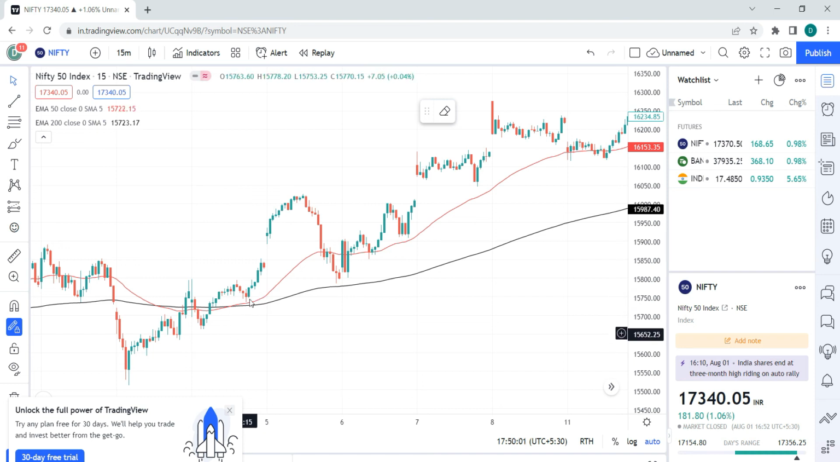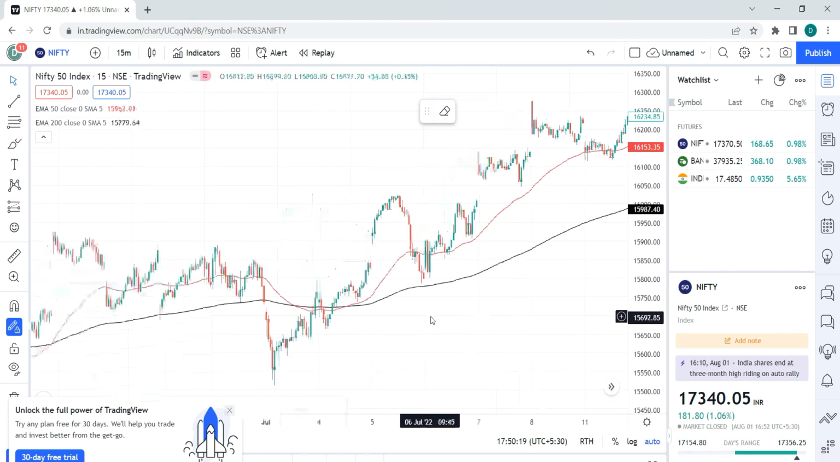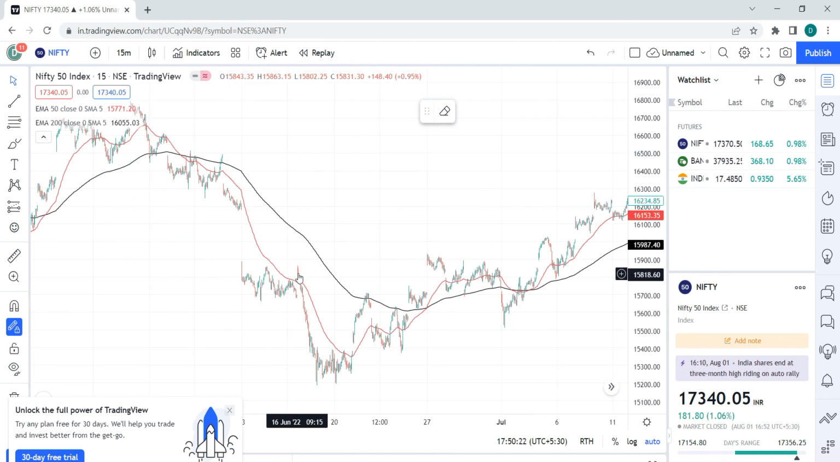of the chart, it's a bullish signal. If the same happens from the top, if the 50-day moving average crossovers the 200 EMA from the top, then it is a bearish signal. So let's see in this chart if we can find that crossover. Yes, you can find a 50-day moving average crossing over the 200 moving average.